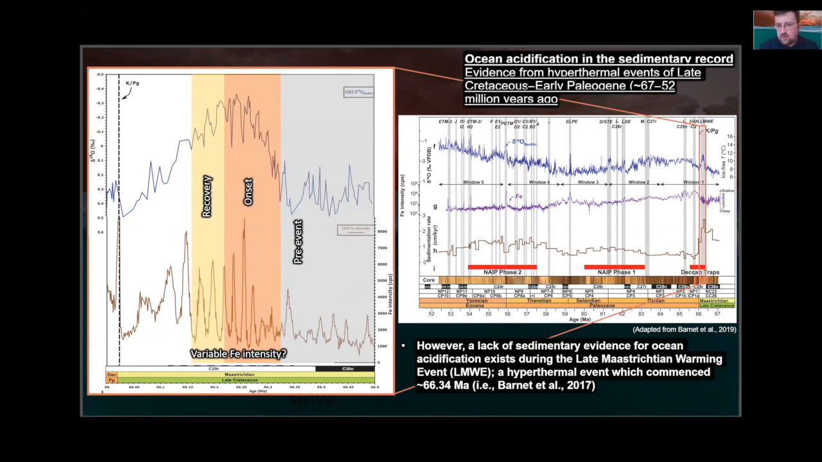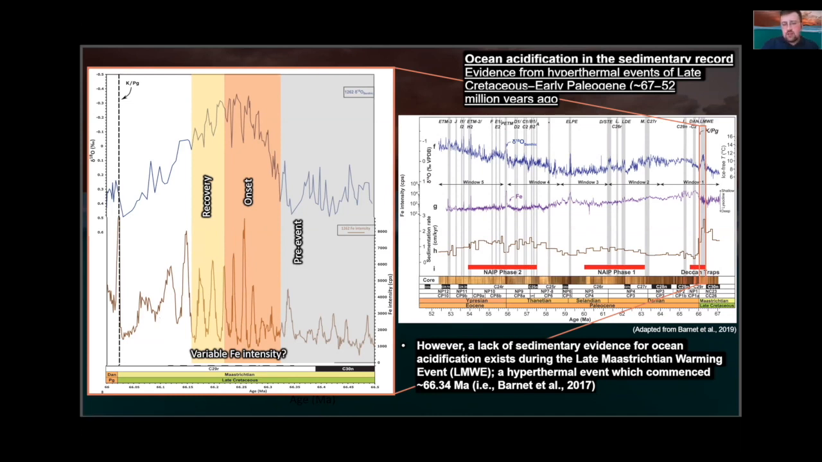So this is one event I looked at in great detail, the late Maastrichtian warming event, which just precedes the Cretaceous Paleogene boundary 66 million years ago. What we can see here is when we zoom in to this event, just at the end of the Cretaceous, we see a rapid increase in temperature, but we don't see the characteristic increase in iron. We see a very variable signal, these large increases and decreases in iron intensity.